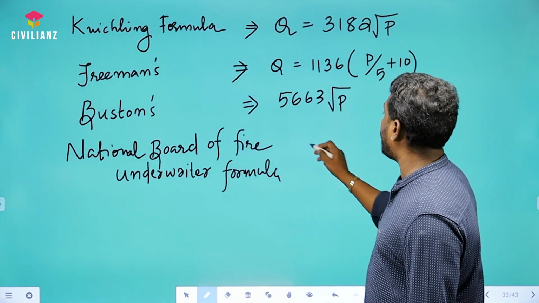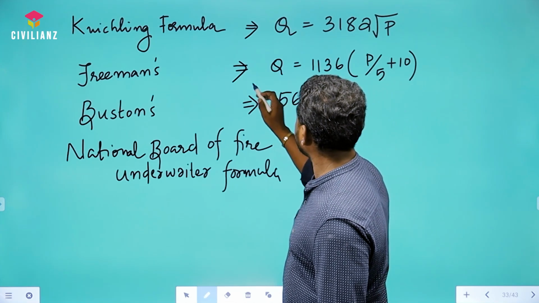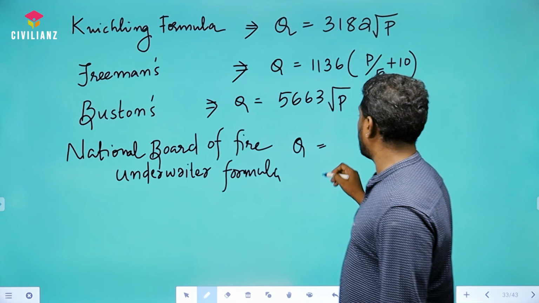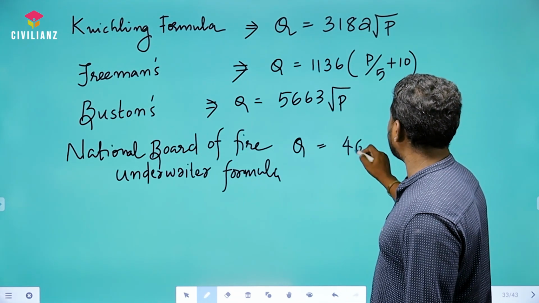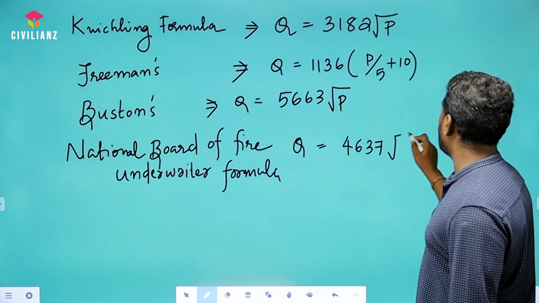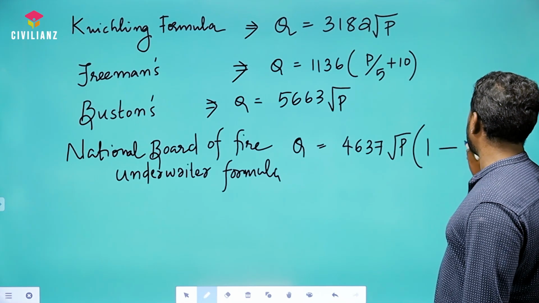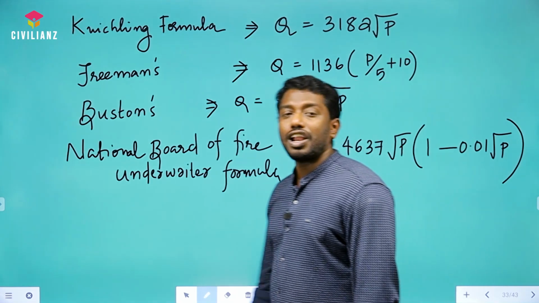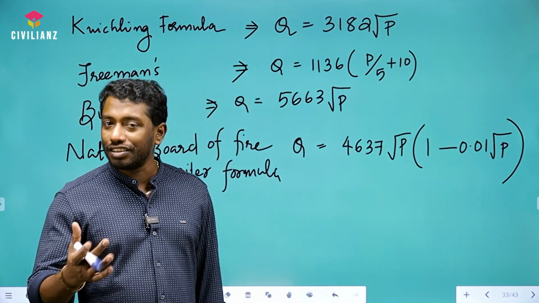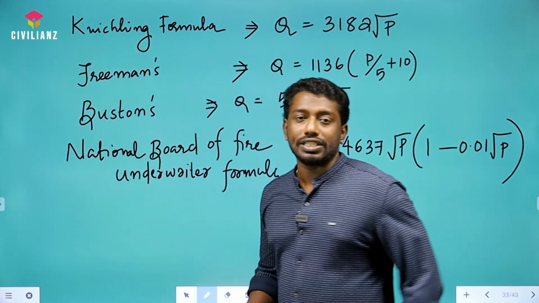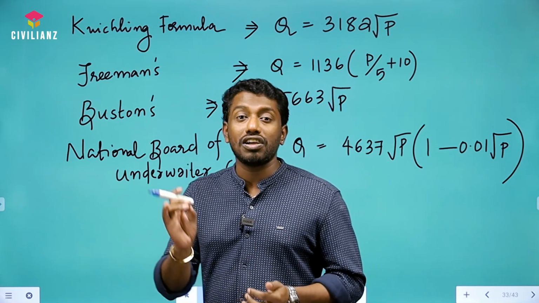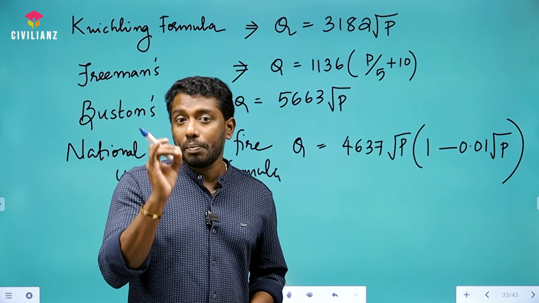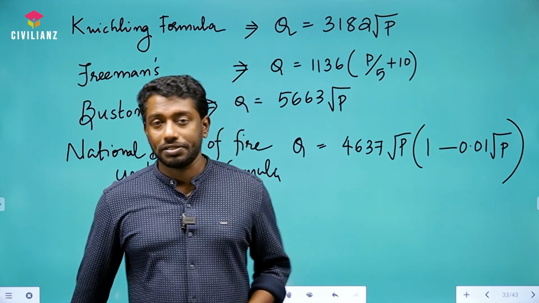And National Board of Fire Underwriters formula, Q is equal to, discharge is equal to 4637 into root P into (1 minus 0.01 into root P). This is National Board of Fire Underwriters formula. In all the equations, P is population of the city in thousands. You have to be cautious. P is population of the city in thousands.